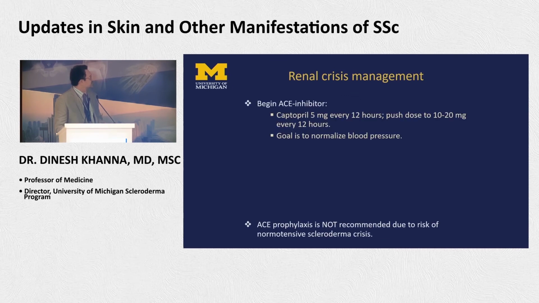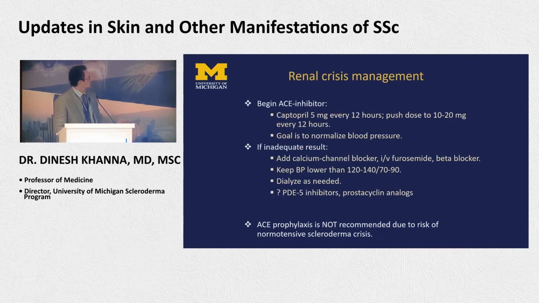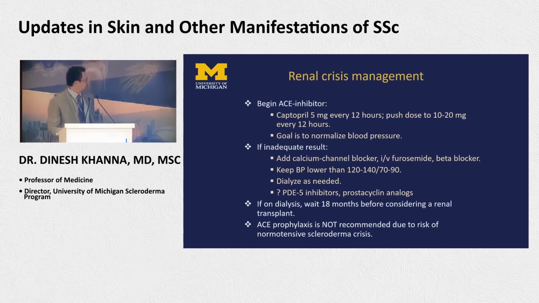And the renal crisis management is short-acting captopril, given hospitalization; if it's inadequate control, calcium channel blockers, dialysis. But ACE inhibitor prophylaxis is not recommended due to the risk of normotensive scleroderma renal crisis. And if on dialysis, wait for 18 to 24 months before considering a renal transplant.